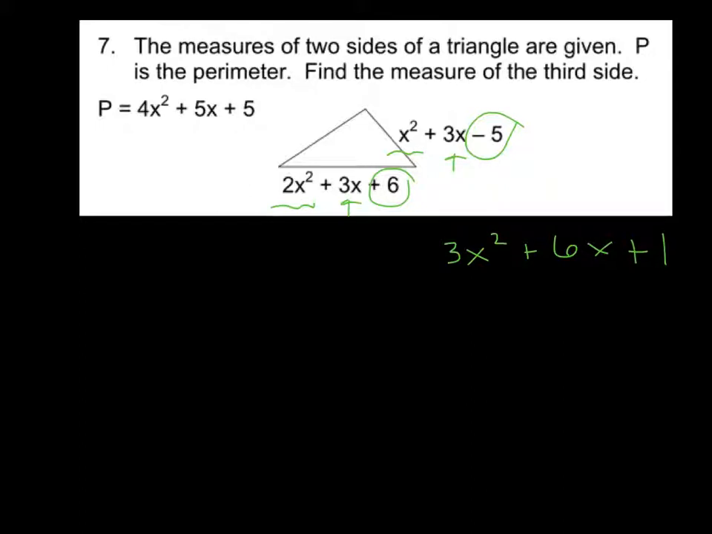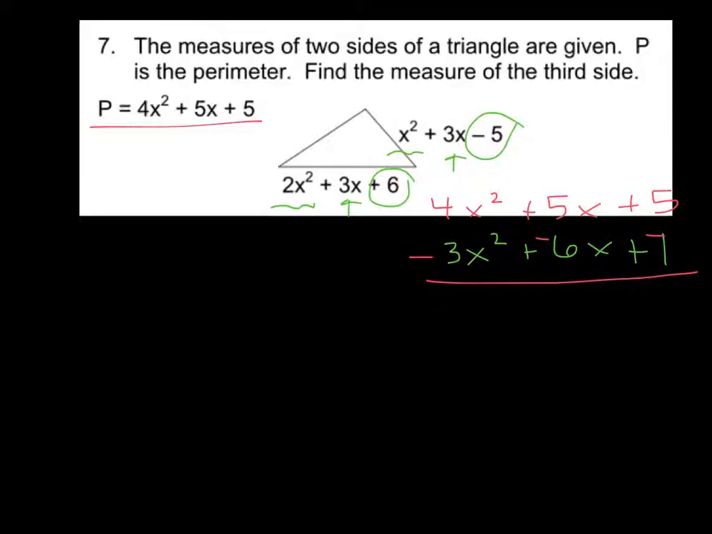I have 6 minus 5, which makes positive 1. So what I just did is add this side to this side. Now I know that if I take the perimeter and subtract what I have, it will give me what I need to know. So I'm going to move my perimeter equation down here, lining up my like terms. So I have 4x squared plus 5x plus 5. Now remember, on the last slide I told you that when you subtract, you have to distribute a negative. So the 3x squared becomes negative, the 6x becomes negative, and the 1 becomes negative.